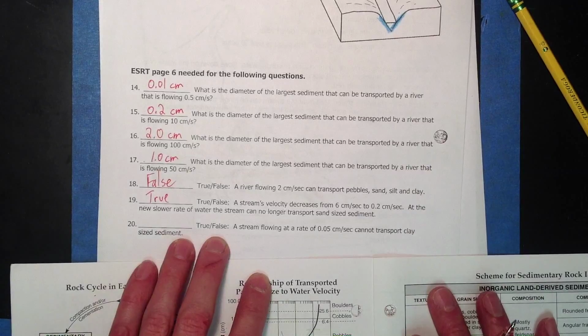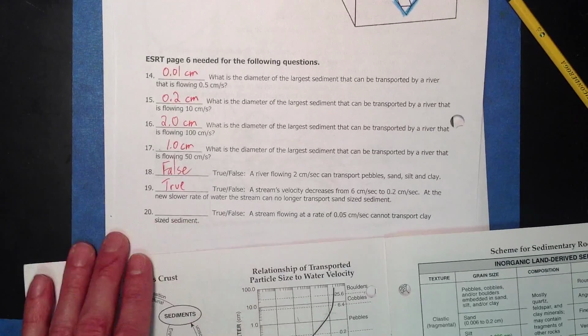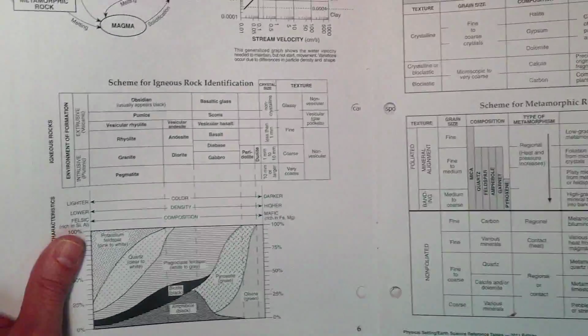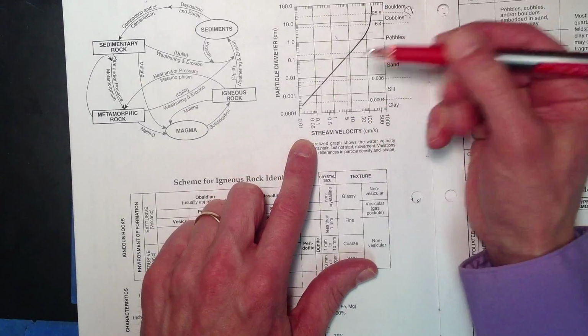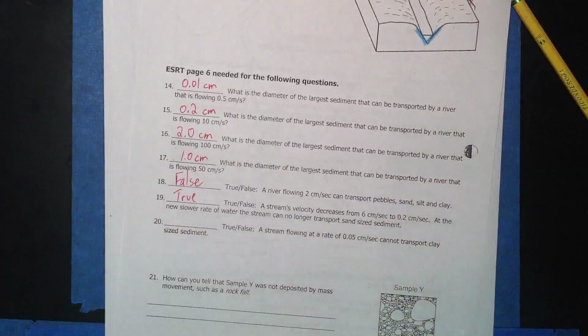Alright, 20. A stream flowing cannot transport clay-sized sediment. Okay, 0.05 cannot transport sand. 0.05. It can transport silt and clay, so that's got to be false because it can.